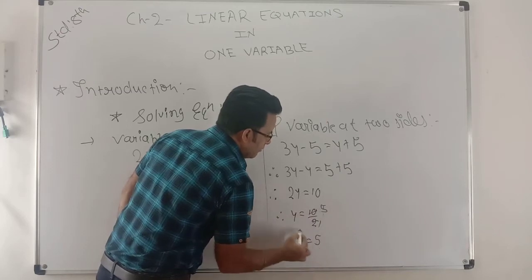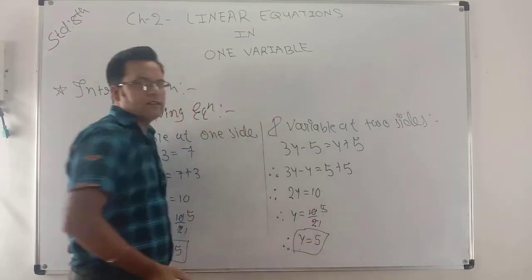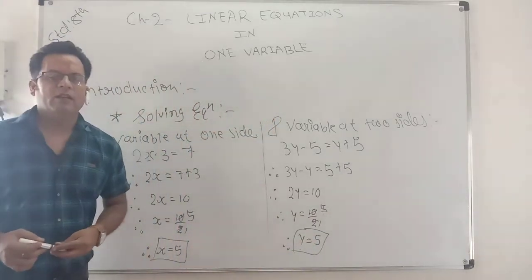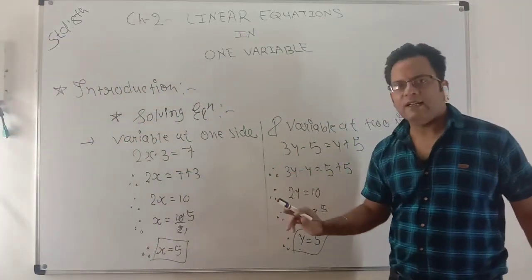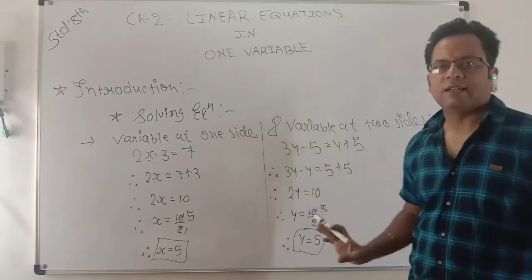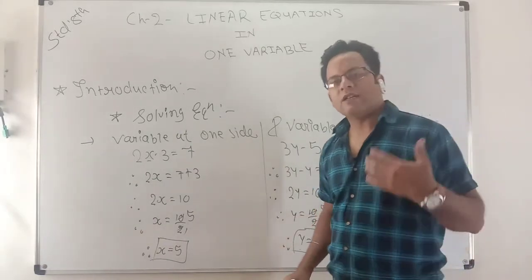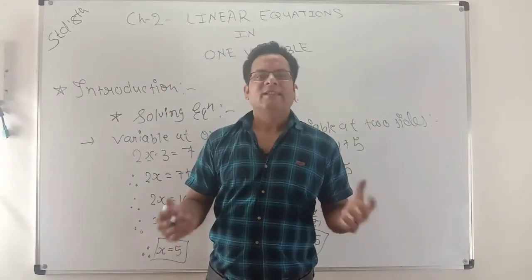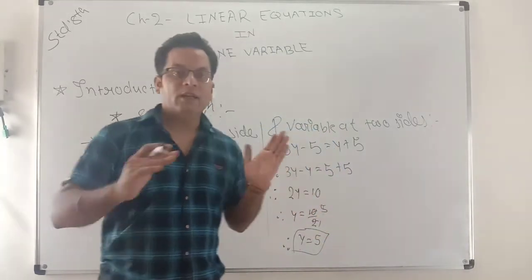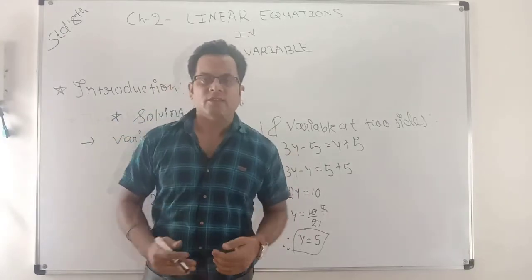So y is equal to 5. So always remember that you will be having this kind of equation also. You have to understand variable at one side and variable at two sides, how to solve. Now the required things to solve any equation will be seen now. So this is about variable at one side and variable at two sides.